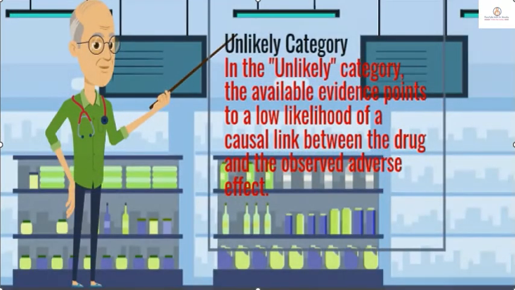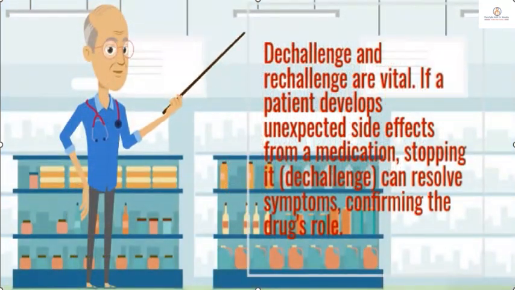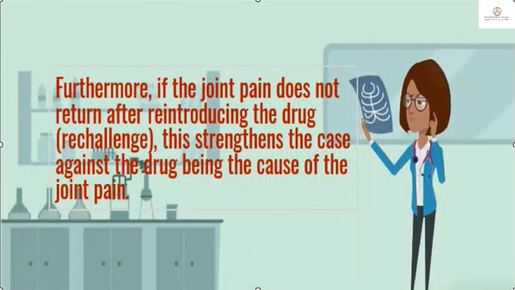Unlikely category. In the unlikely category, the available evidence points to a low likelihood of a causal link between the drug and the observed adverse effect. Dechallenge and rechallenge are vital. If a patient develops unexpected side effects from a medication, stopping it, dechallenge, can resolve symptoms, confirming the drug's role. Furthermore, if the joint pain does not return after reintroducing the drug, rechallenge, this strengthens the case against the drug being the cause of the joint pain.